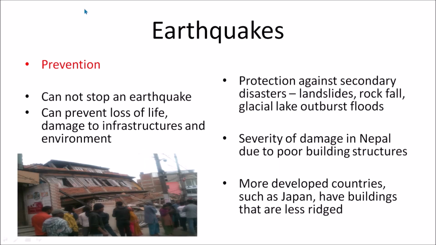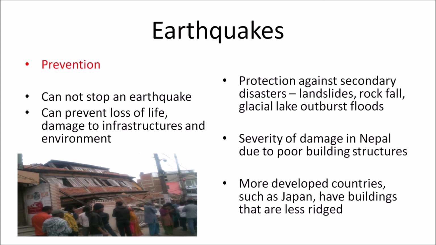Prevention is something that can be done in earthquakes, but it is hard in terms of the larger scale earthquakes. So we cannot stop an earthquake, but we can prevent loss of life, damage to infrastructure, and the environments. Protection against secondary disasters is also possible, such as landslides, rockfalls, and glacial lake outburst floods. This we can do by having the right preventative methods. For example, with landslides or rockfalls, we can put in more security on the slopes to make sure that they don't succumb to the pressure, and we can also make sure that we don't build in environments that are directly beneath these potential disasters.